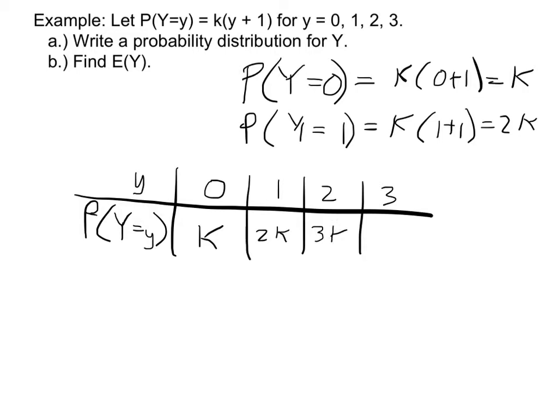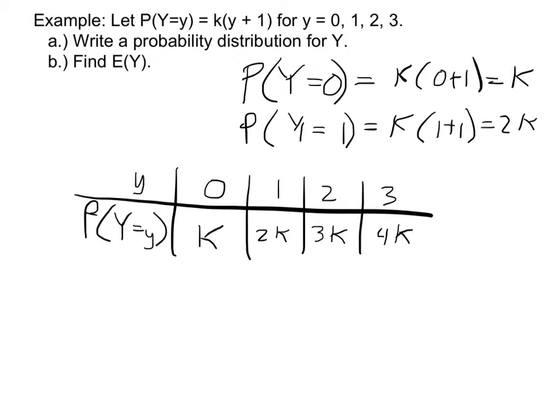So you should have ended up with 3k and 4k. Part A asks us to write the probability distribution. This is the beginning of it, but we actually need to finish it. The last thing we need to do is figure out what k is. So that, again, is something you should pause the video and do now. Remember what you know about probability distributions and what you should do from here.